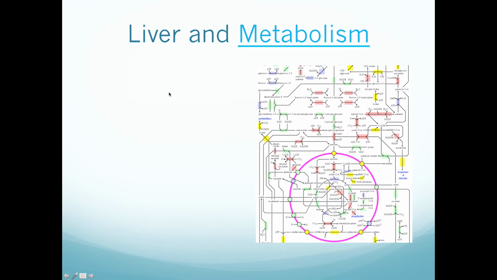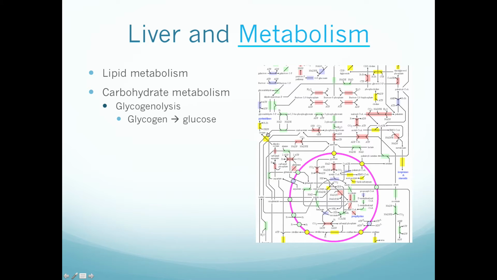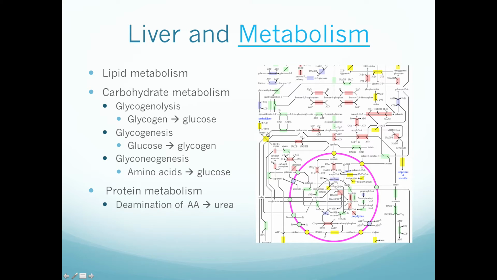So this is a reaction map. These are all the different products that the liver is involved in. So it breaks down lipids, carbohydrates, glycogen, glucose, amino acids, all these things that we want to be able to use as stores or fuels in our body. The liver has to first change them into a usable form, and that's called metabolism. So the liver is the main organ of metabolism.